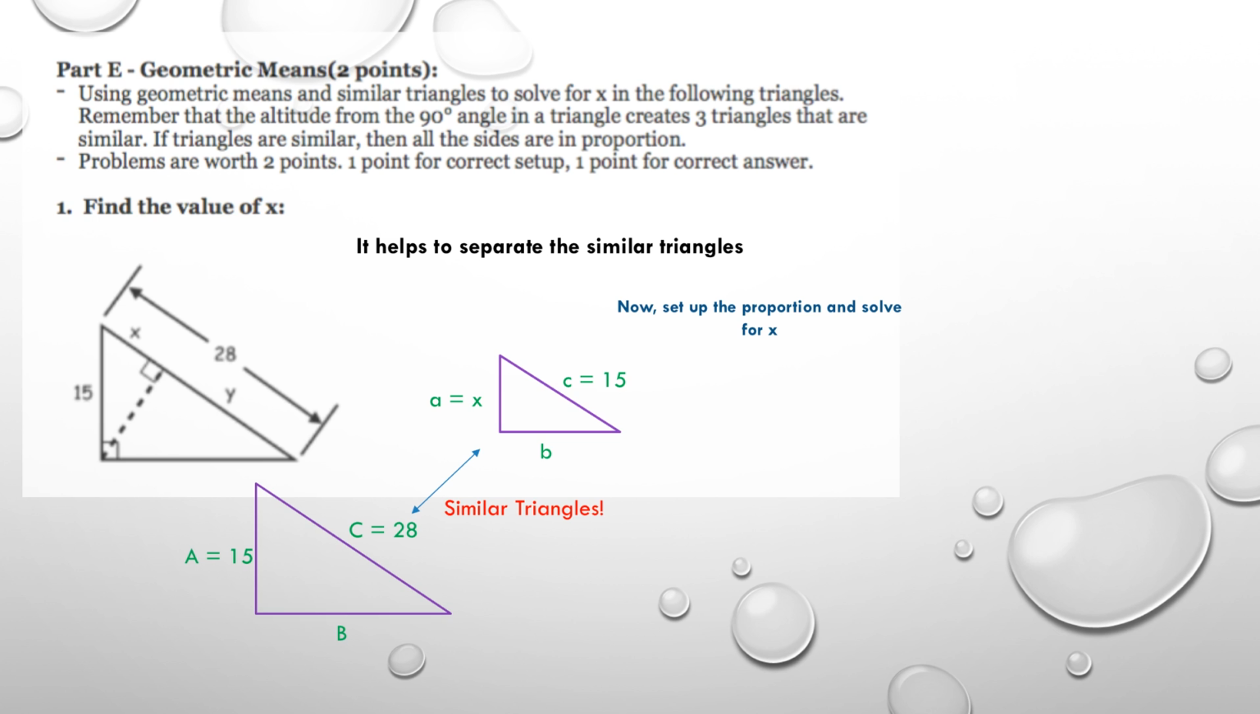Now we want to set up a proportion and solve for x. So we bring our proportion over here. Remember, a over A equals c over C, or x over 15 equals 15 over 28. When you solve this proportion for x, you have x is approximately 8.04, and that is your answer.